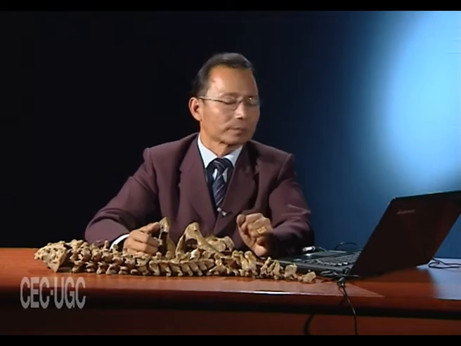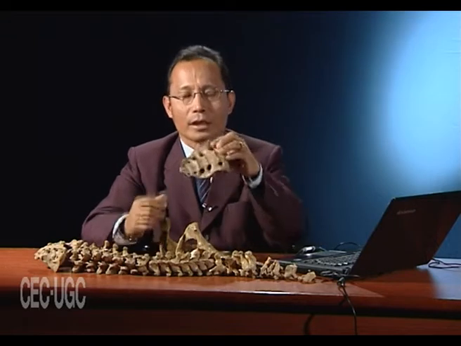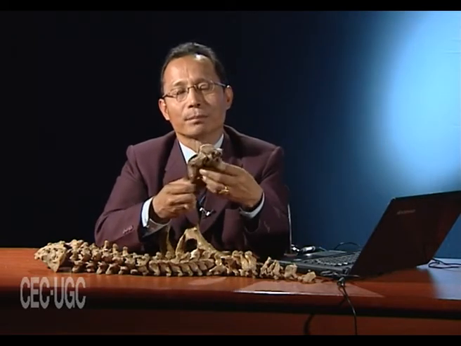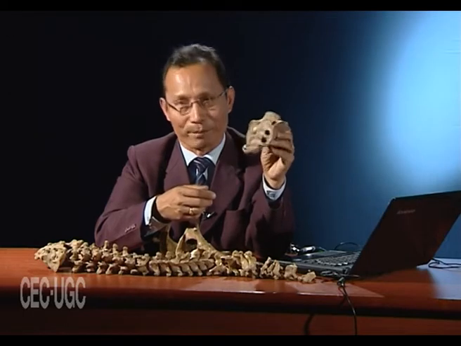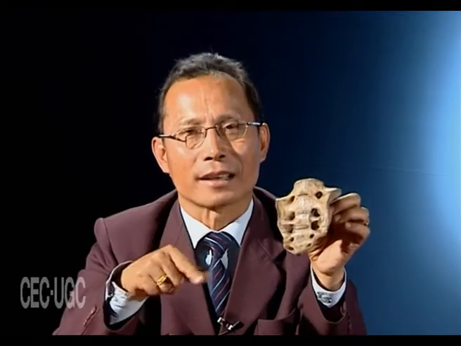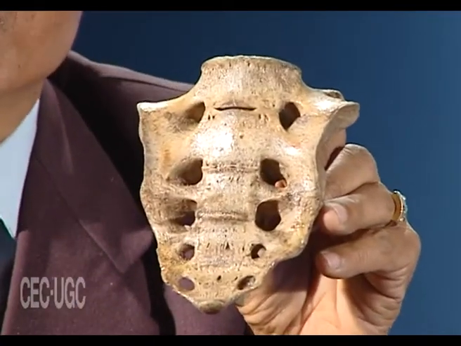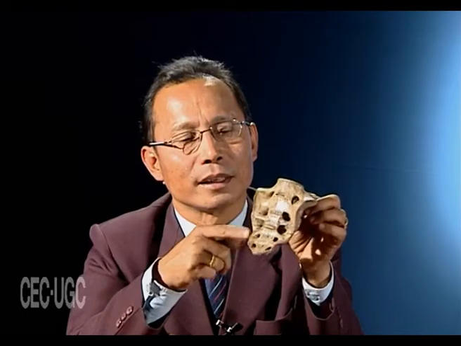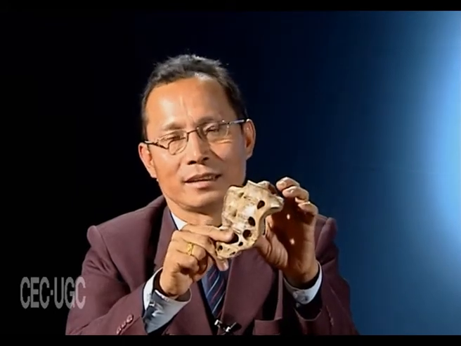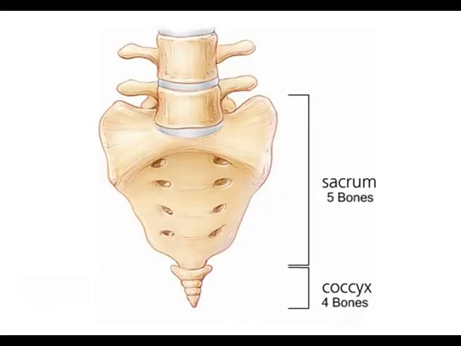So this is one point. Then, as I have told you, this part we commonly call the sacrum. This is the last part of the vertebral column, but if we examine it, it has two sections: one is the sacral part, another the coccyx. The sacral part has 5 bones and the coccyx 4 bones. So the 9 bones fuse together to form this sacrum. This is the last part of the vertebral column, that means the caudal part.